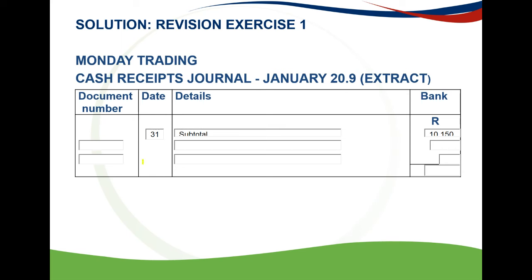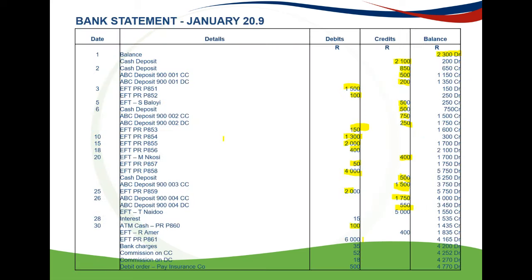Nyder. So in our document, we can just refer to the bank statement, and that comes from the first month, and we can just see which deposit. It's basically a direct deposit. The Baloy was the first one, then M. Nkosi, T. Nyder. So it's the third EFT payment that we've received.